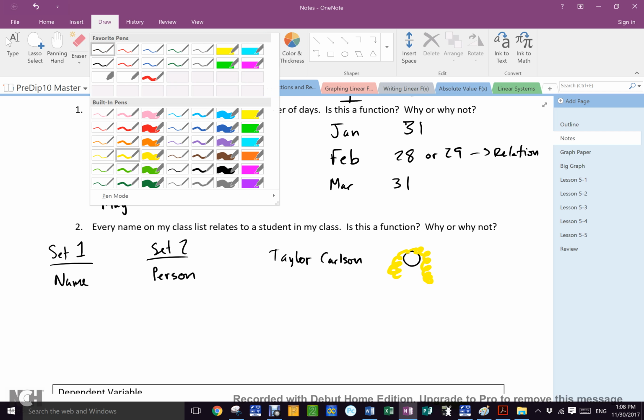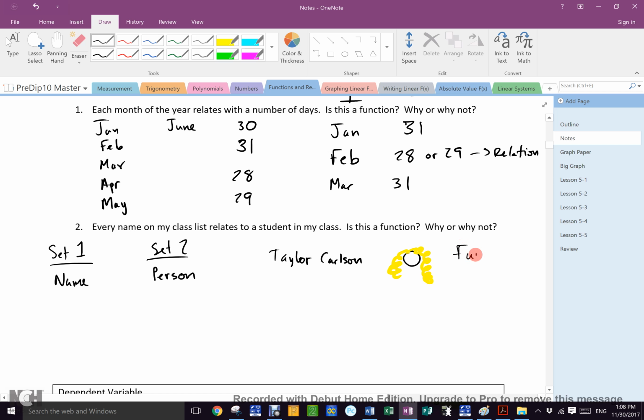Is it a function or a relation? It's a function. But let me ask you this. Unless there's two people. I am only going by last name. Oh, well, okay, that's not a function. There's like 70 of them.